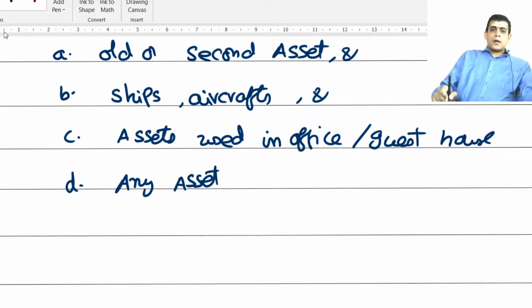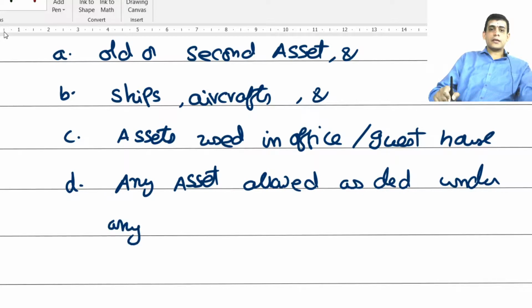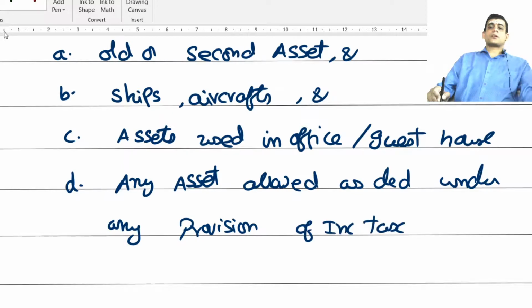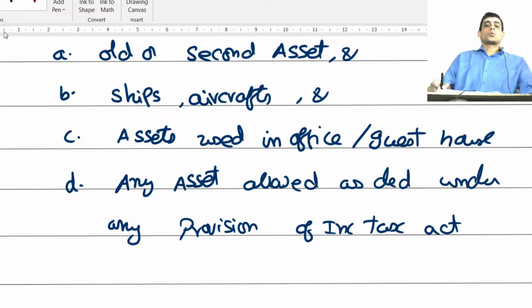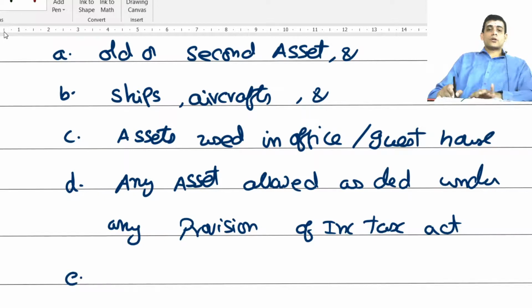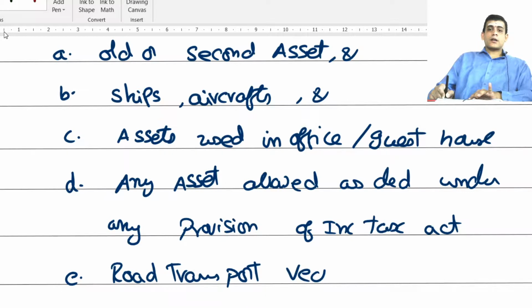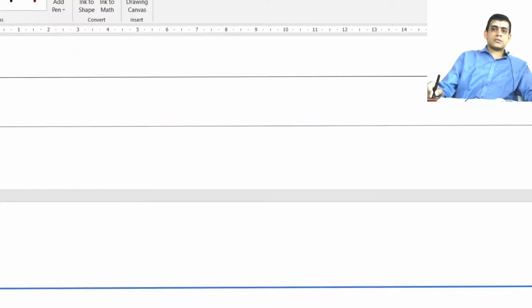any asset allowed as deduction under any provisions of the Income Tax Act is also called as ineligible asset. And finally, the last ineligible asset is going to be any sort of road transport vehicle. So anything which is called as a road transport vehicle is also said to be called as an ineligible asset. Now we have discussed the list of assets which are said to be called as ineligible.